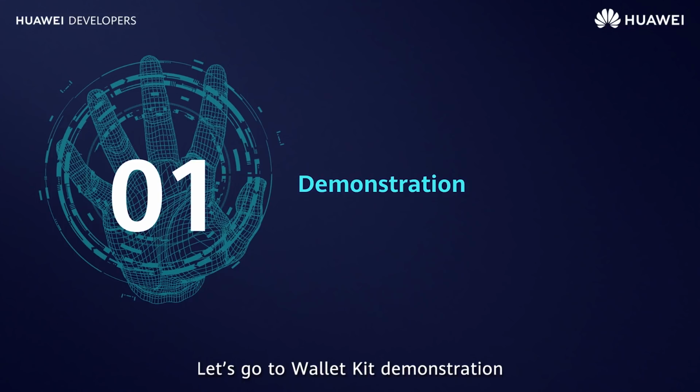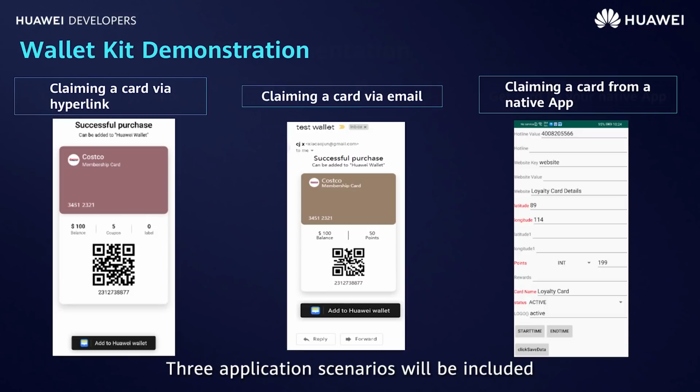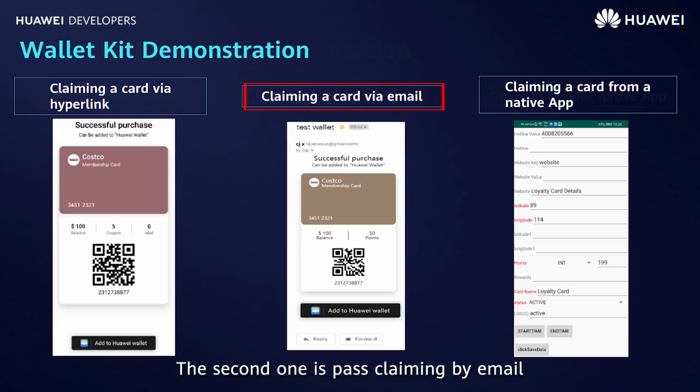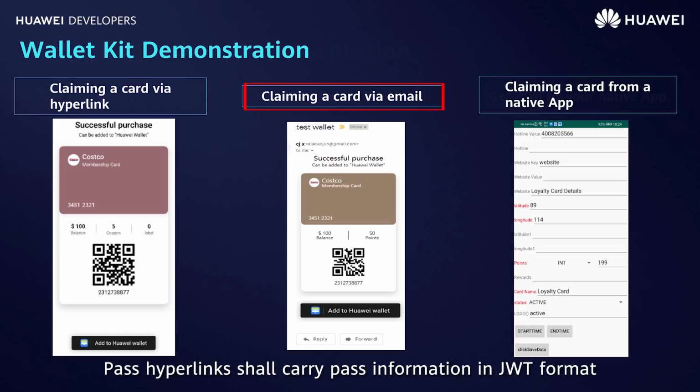Let's go to Wallet Kit demonstration. 3 application scenarios will be included. The first one is pass claiming by hyperlink, which you can put into web pages, WeChat public accounts, Toutiao, or any other recommendation pages. The second one is pass claiming by email. Pass hyperlinks shall carry pass information in JWT format.